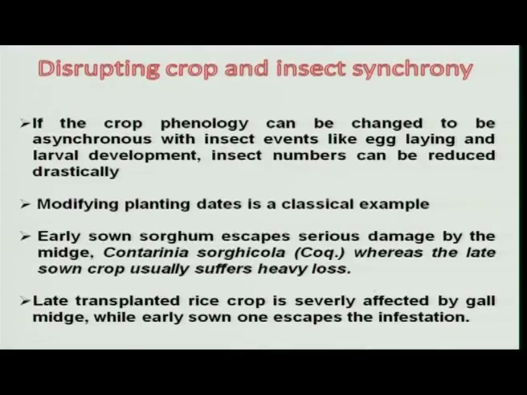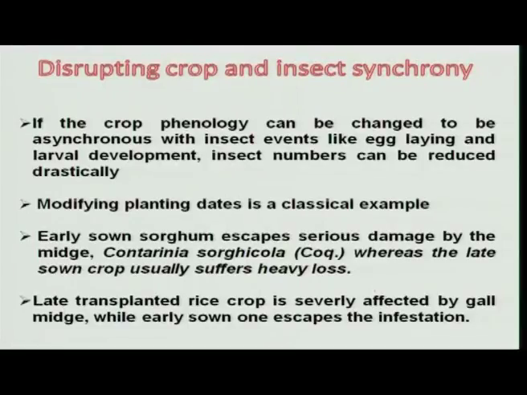Then disrupting crop and insect synchrony. Normally each crop has a critical stage for infestation. That critical stage should coincide with a heavy population of the insect. If the heavy population is there, we find more economic damage. If there is less population, naturally we find low economic damage. So that's why this is most important.